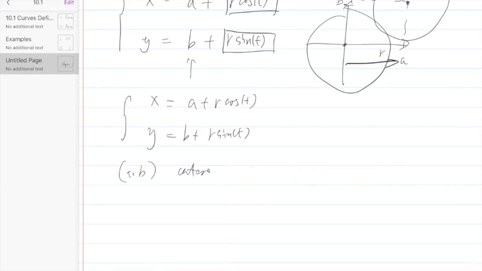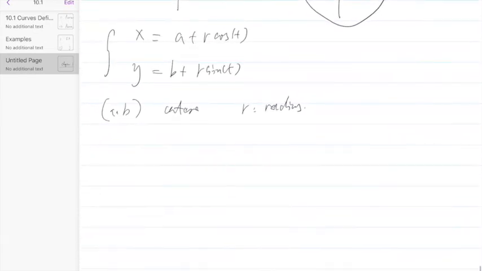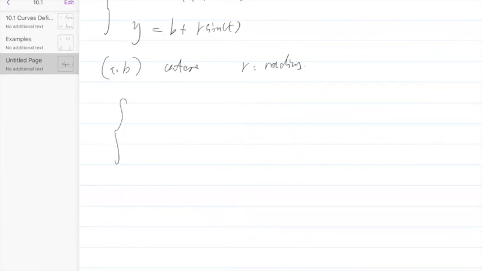A and B give you the center, and r technically gives you the radius. And I think we don't need examples. It's super easy to understand. Now some of you may have a question.